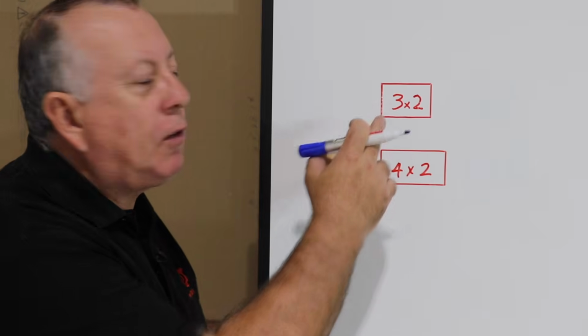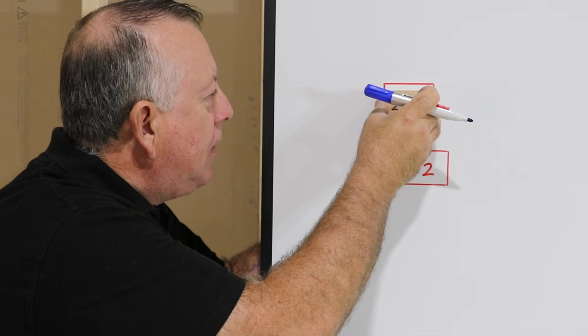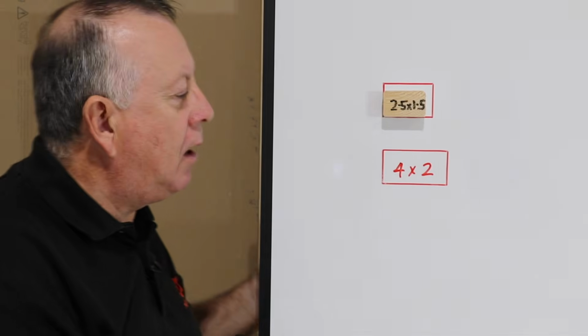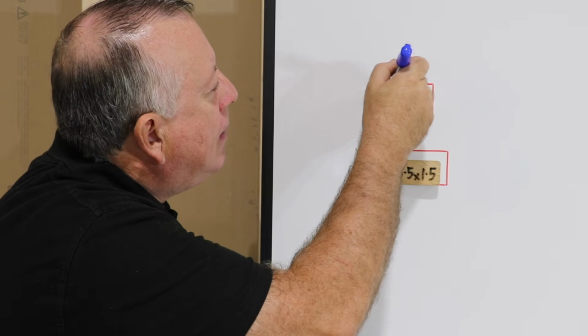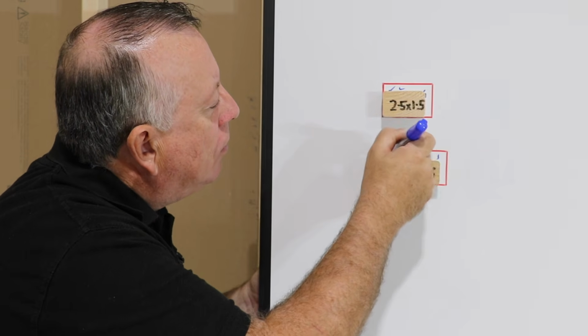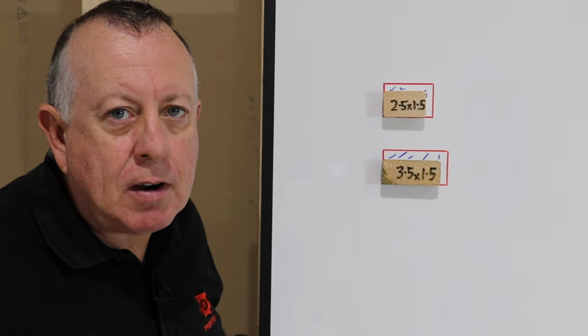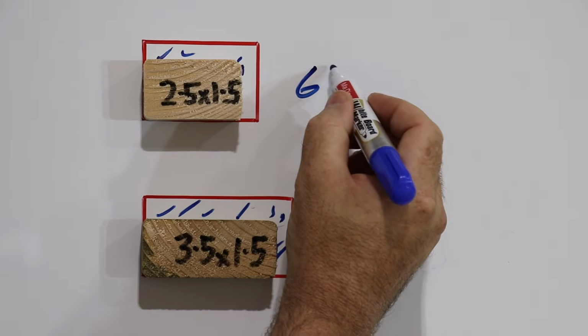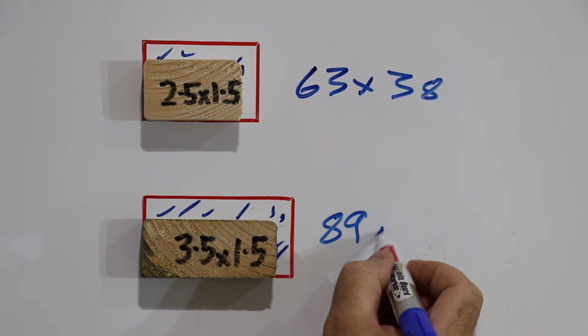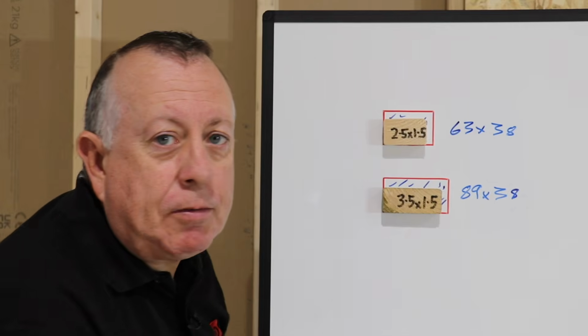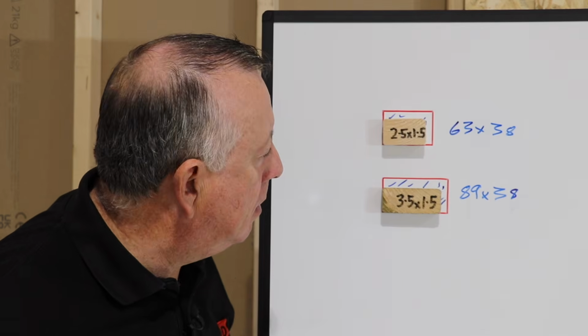So when people say you've got 3x2, you haven't really, you've actually got 2.5 by 1.5, and 4x2 ends up as 3.5 by 1.5. So this bit around the outside isn't yours. You'll never see it. It's gone forever. But what you will get is 63 by 38 or 89 by 38, which is definitely not 100 by 50.